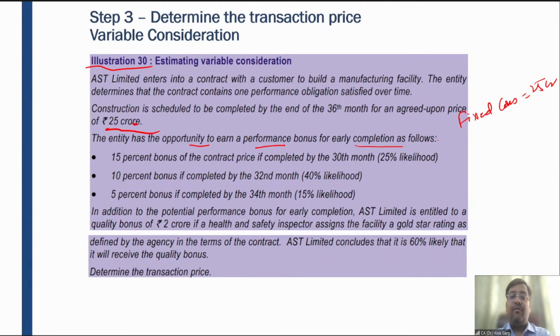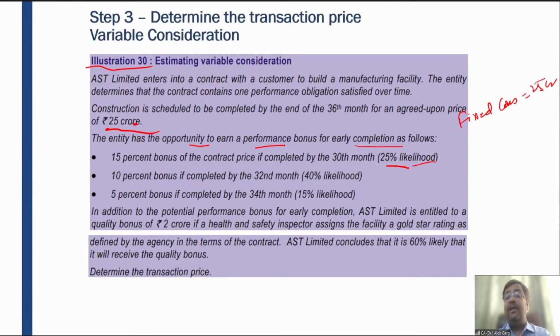15% bonus of the contract price if completed by the 30th month. So if AST Limited is able to complete by the 30th month, the entity is entitled to a 15% bonus, 25 crore multiplied by 15%, and there is a 25% chance of availing this bonus by this entity.